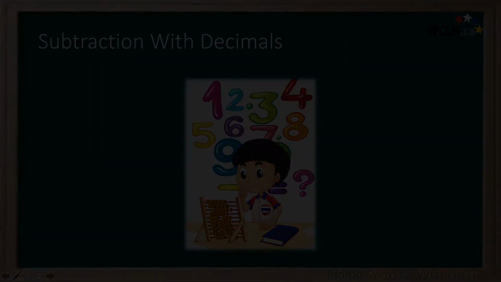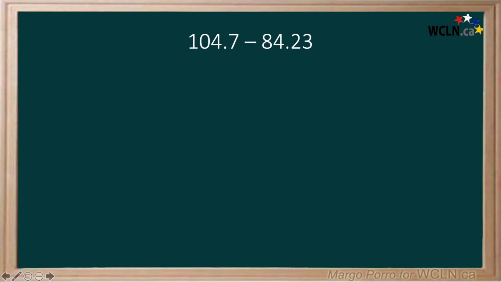Subtraction with decimals. Let's take a look at this question. 104 7/10 minus 84 23/100. The first step is to line up the decimals when you're writing down a question.